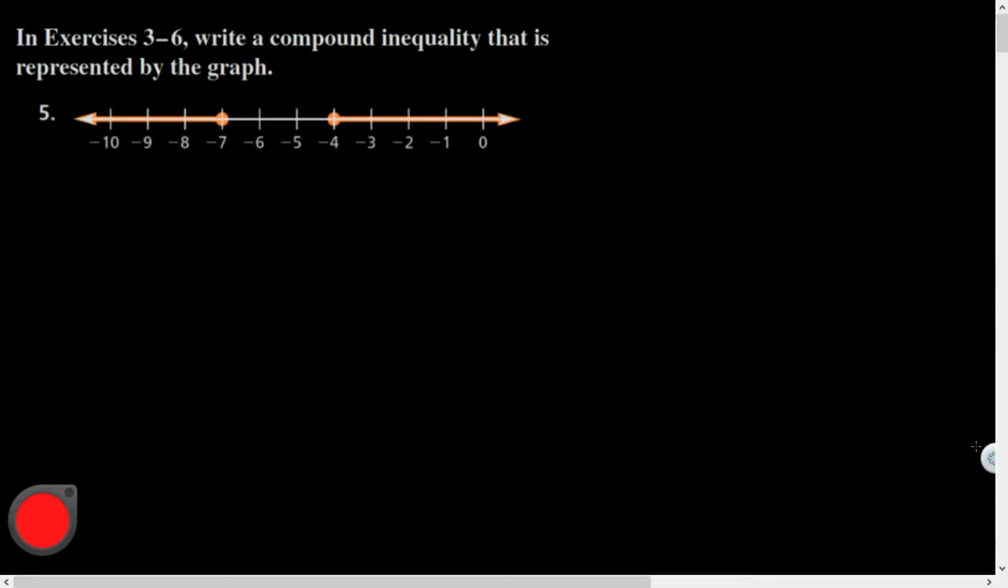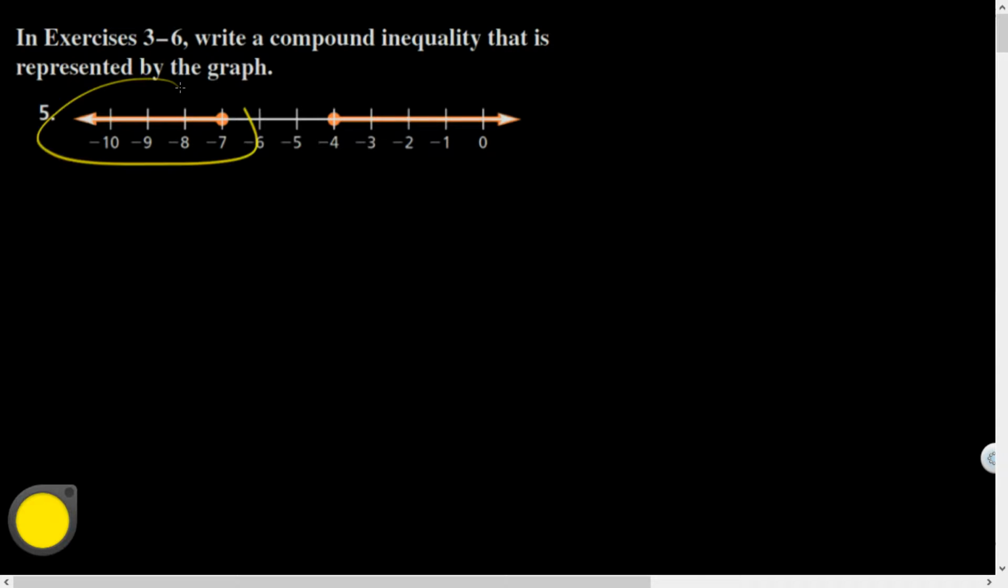Greetings and welcome, friends. We're solving the compoundest of inequalities. That's when you have an inequality, but then there are two inequalities, and they're together. Yeah, it's amazing. So let's take a look. It says, write a compound inequality that is represented by the graph.